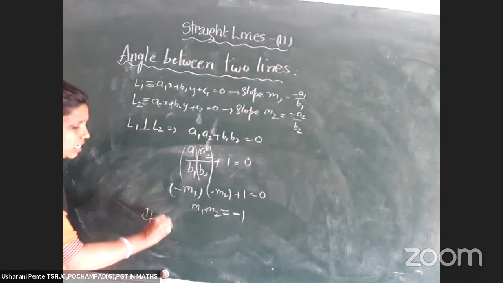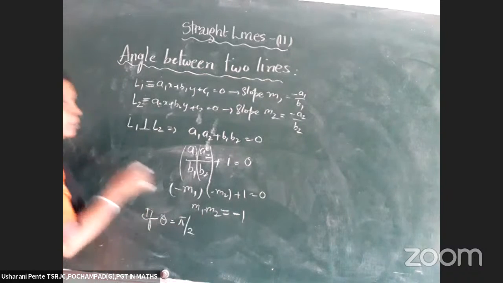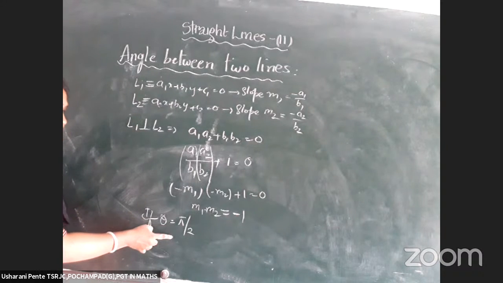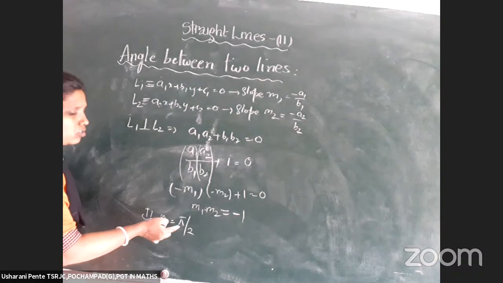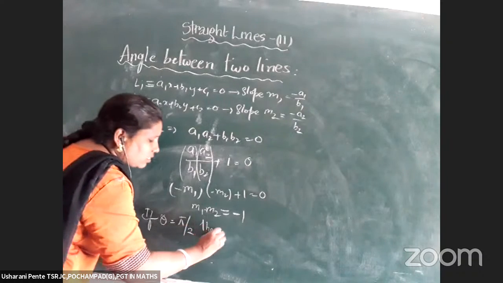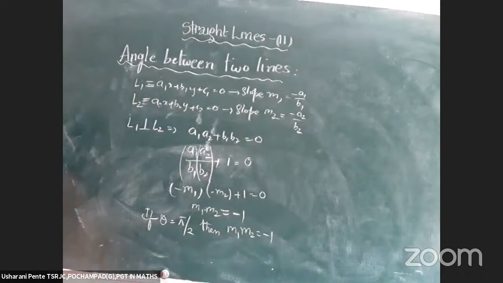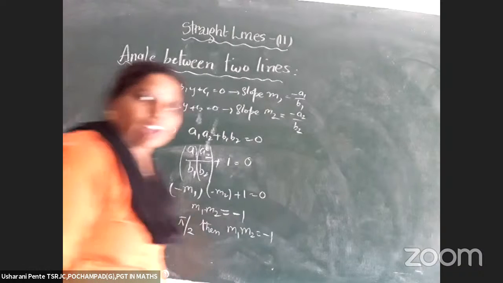Therefore, if theta is equal to, perpendicular means what is the angle between the two lines? The angle between the two lines is 90 degrees. That is theta. If theta is equal to pi by 2, then m1 into m2 is equal to minus 1. Now next, if we consider m1 into m2 is not equal to minus 1.